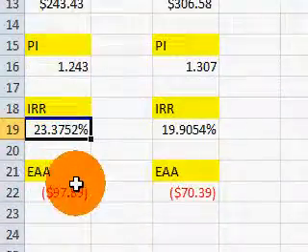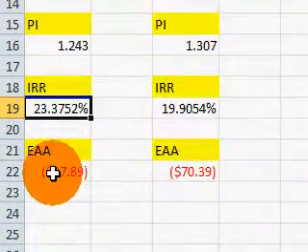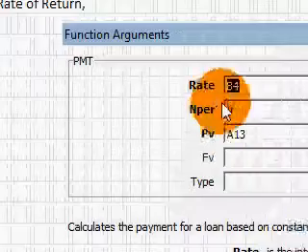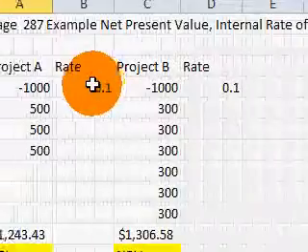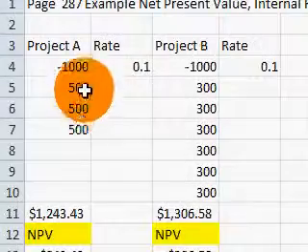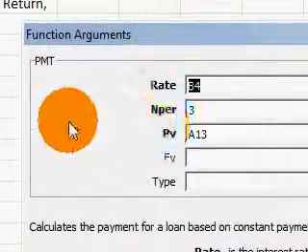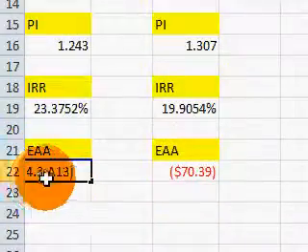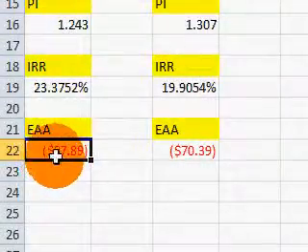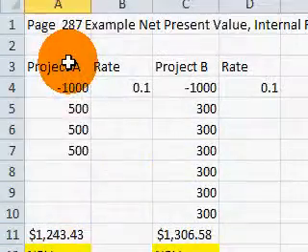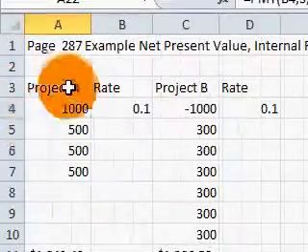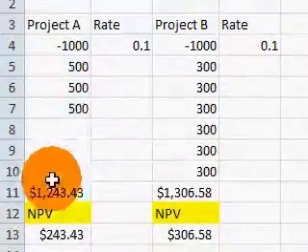But for this example, to explain the equivalent annual annuity, what we did is we took, let me pull this up here, the f of x. It says the rate is the opportunity cost, that's 0.1, the number of periods, 3 years, and the present value, A13. We look at A13, that was the net present value. So we're converting the net present value into a payment. If I'm thinking about whether I have one project that lasts for 3 years or project B that lasts for 6 years, it's kind of like saying I have to replace this every 3 years.